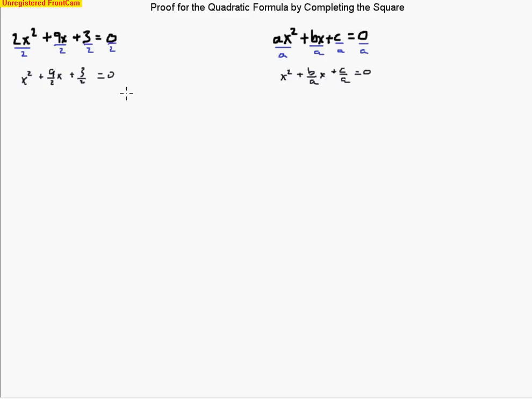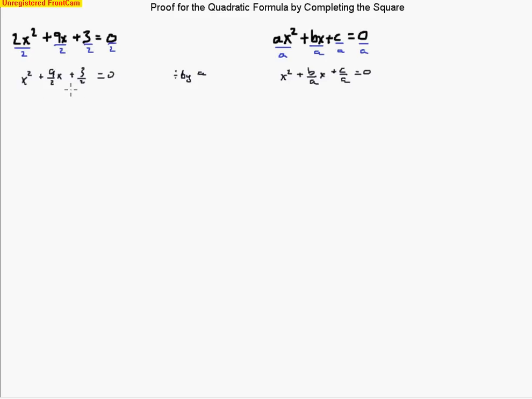And then the next thing, so we'll go ahead and write down what we did here. We divided by a, and then I'll use the abbreviation for what we ended up doing for this side here. Here we divided by 2, here we divided by a. And so the next step is to move the c term over to the other side so we can complete the square. So I'm going to end up having to do an opposite operation.